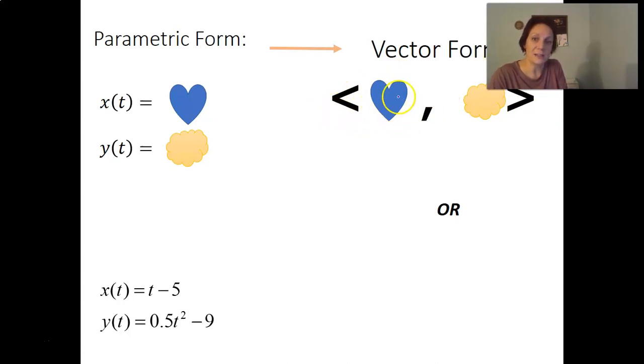You just put the x equation first and the y equation second. The other way to do it is to use what's called IJK notation. I, J and K are called unit vectors. I is the unit vector in the x direction. It means I is like one step in the x direction, J is one step in the y direction, and K is one step in the z direction, which is out of the board, which we're not going to touch.